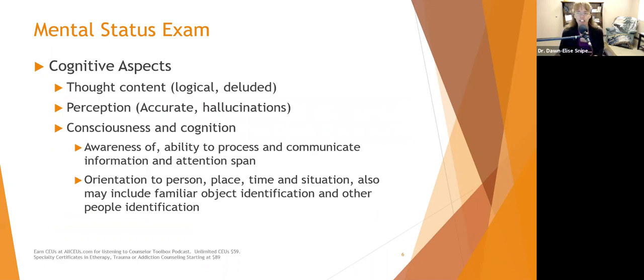Consciousness and cognition. Is the person aware of and able to process and communicate information? Can they hear questions and take in that information and process it and give you back something that is integrated? Are they able to pay attention?